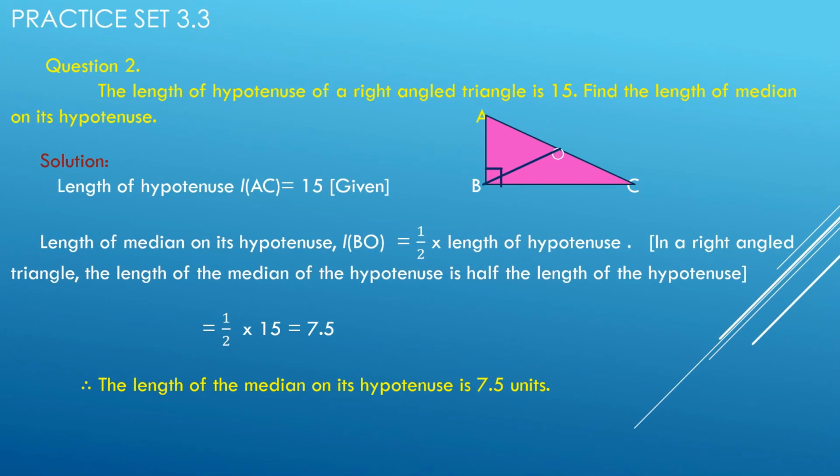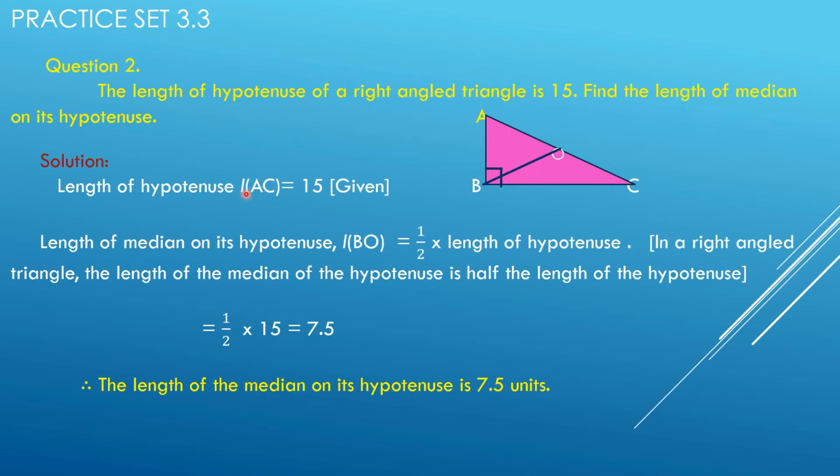Question number 2. The length of hypotenuse of a right angle triangle is 15. Find the length of median on its hypotenuse. First you have to draw the figure. Here triangle ABC is right angle triangle and AC is the hypotenuse and BO is the length of median on its hypotenuse. In this question we have to find length of BO.